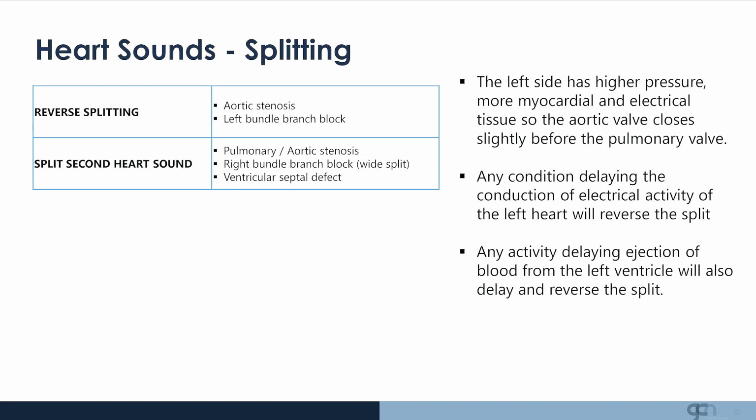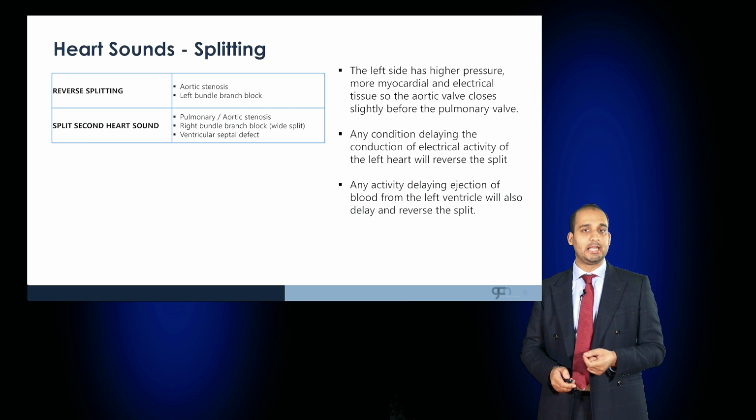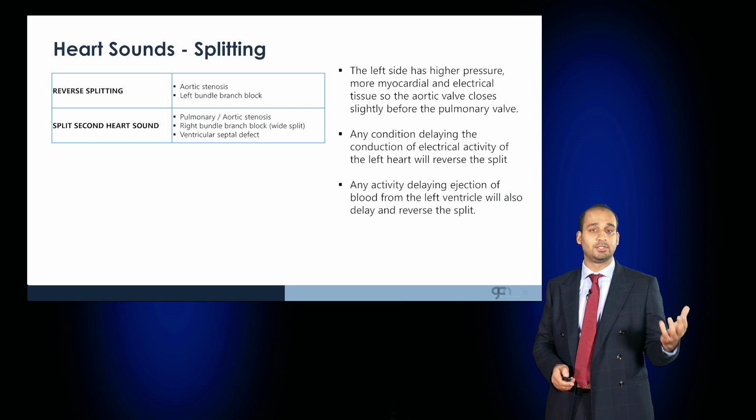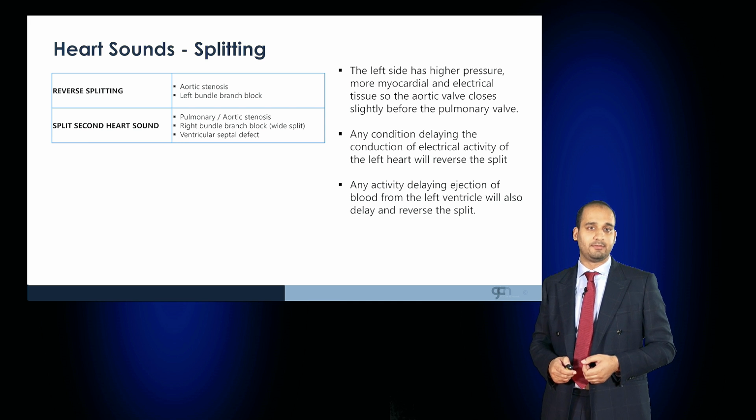And if the delay is so severe that the pulmonary component precedes the aortic component, that's known as a reverse split. You would see reverse splitting in aortic stenosis, particularly advanced stenosis, where it's taking a long time to eject the blood through the aorta, and by that time the pulmonary valve is closed, or in left bundle branch block, where the electrical activity is delayed to the left-hand side of the heart. You can also see splitting in other conditions such as right bundle branch block, which results in wide splitting, or in a ventricular septal defect.